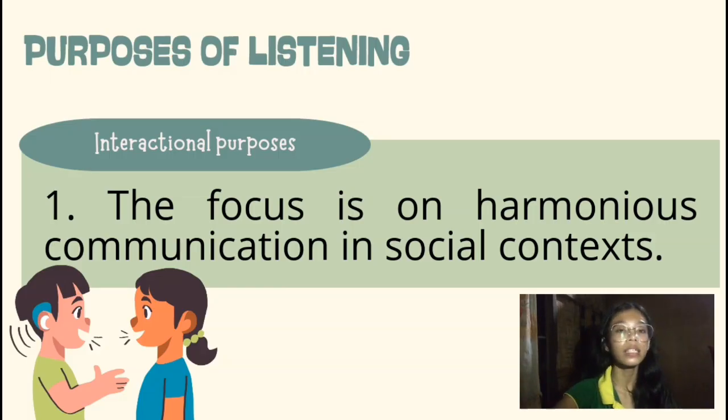So number one is the focus on harmonious communication in social context. Interactional listening is mainly about building and maintaining a positive social relationship. The goal is not to gather detailed information but to create a pleasant, comfortable interaction. In this type of listening, people pay attention to tone, emotion, and friendliness rather than the content itself. So the listener often shows empathy, gives supportive responses, and maintains the flow of conversation to strengthen social bonds.